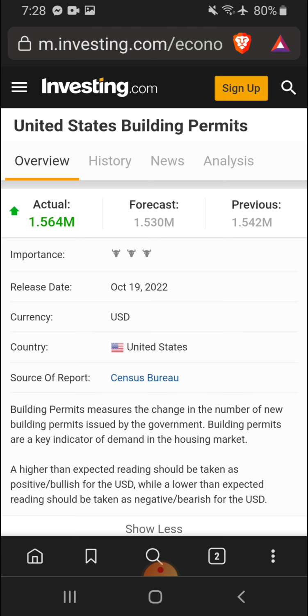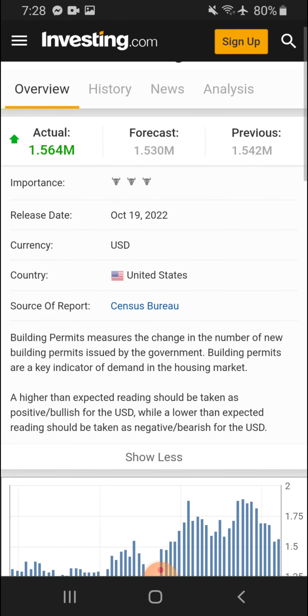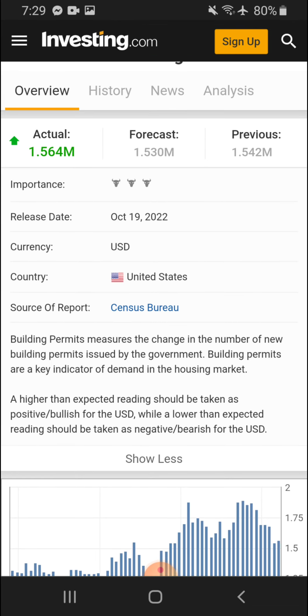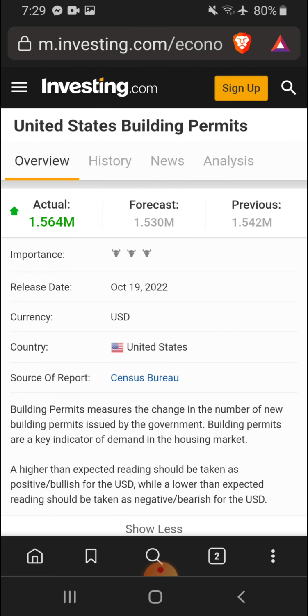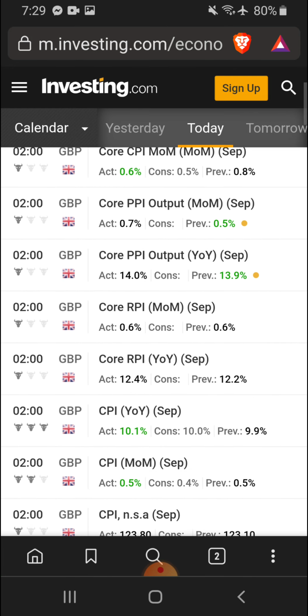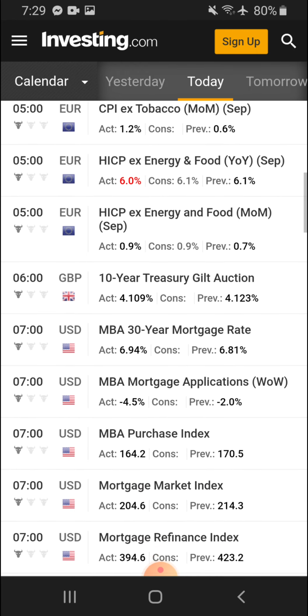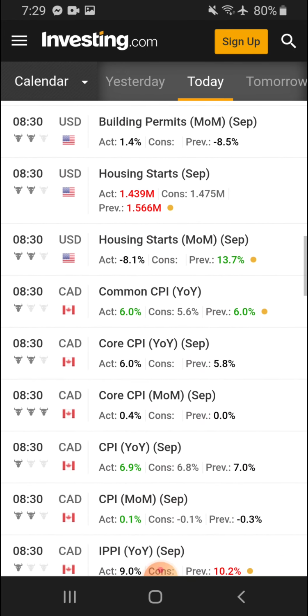So anyways, there was an increase from a forecasted perspective. It was higher than forecasted and higher than previous: 1.564, versus 1.530 and 1.542. So it's greater than both. A higher than expected reading should be taken as bullish or positive for the USD, and the opposite would be lower. So there you go for that. The US dollar had some high volatility news today.